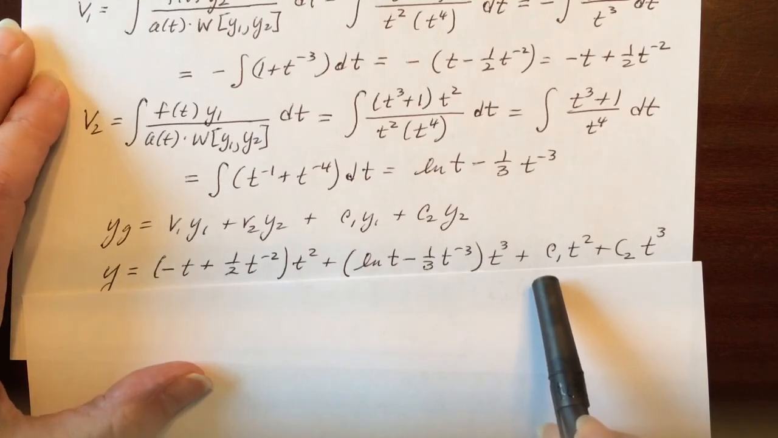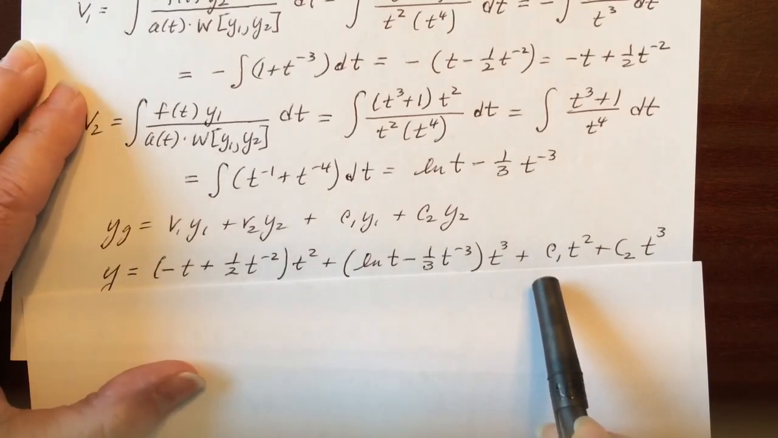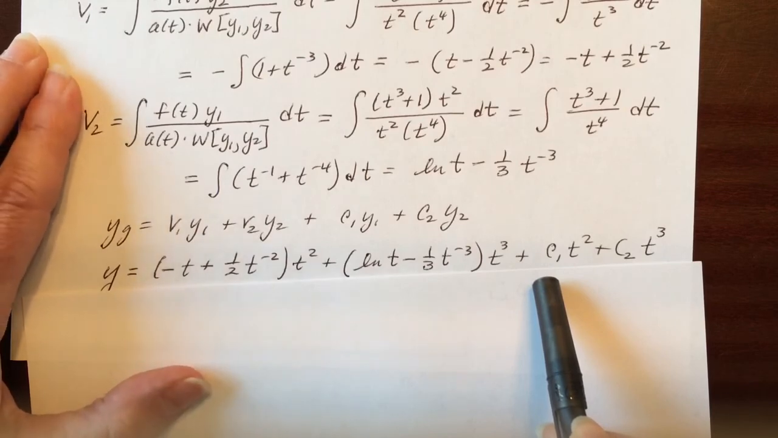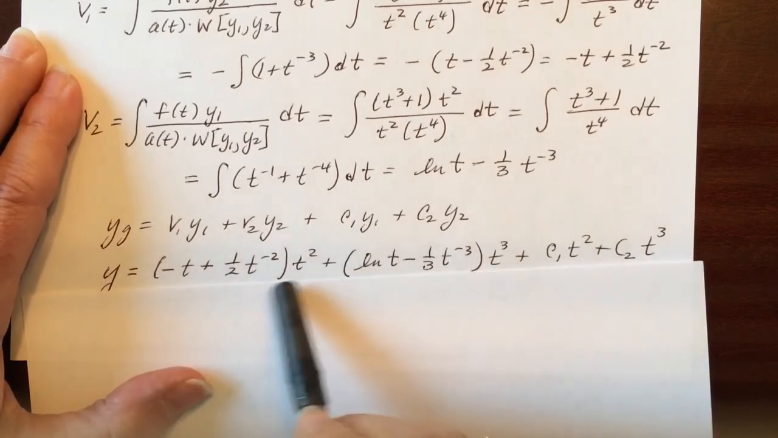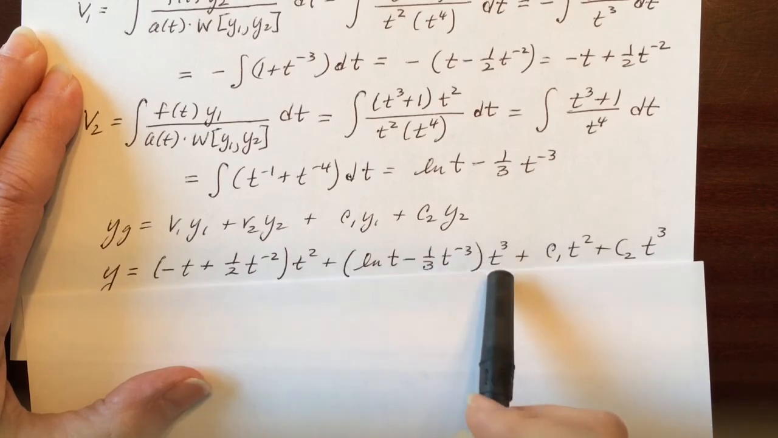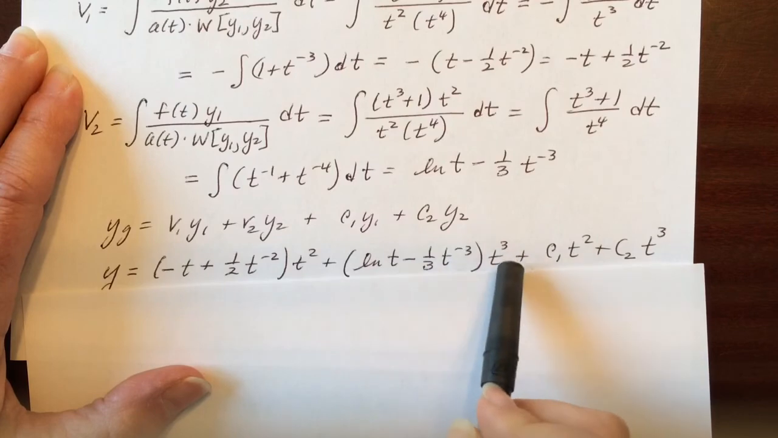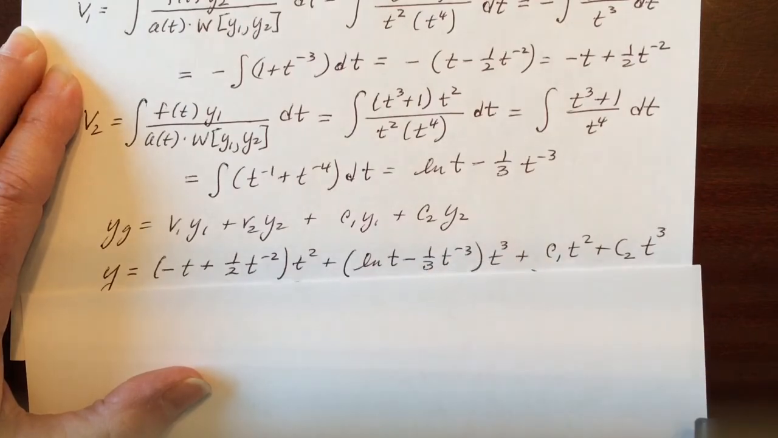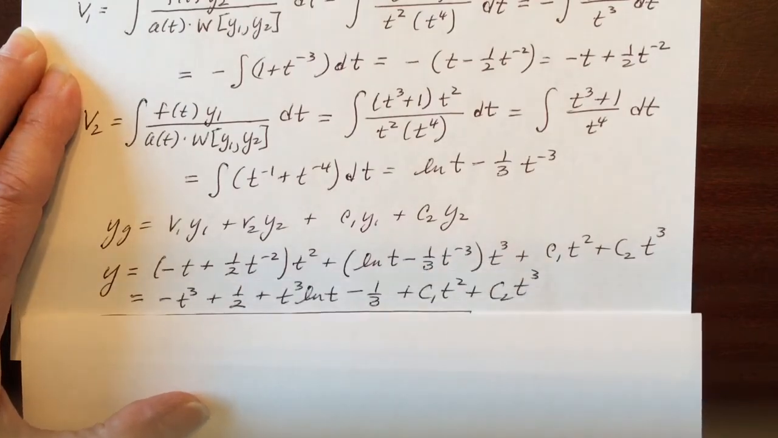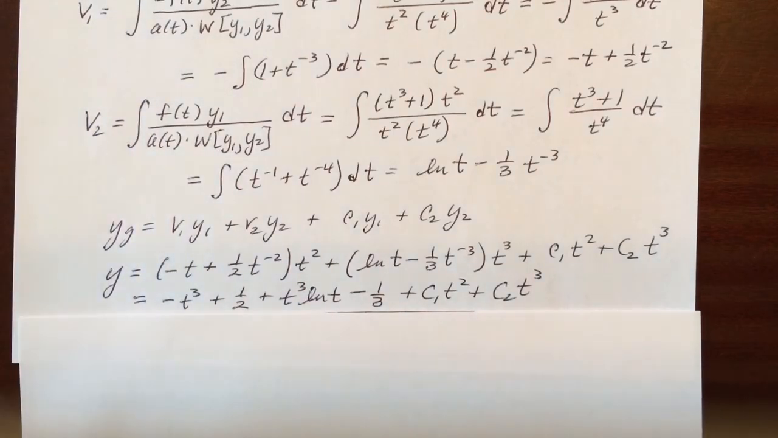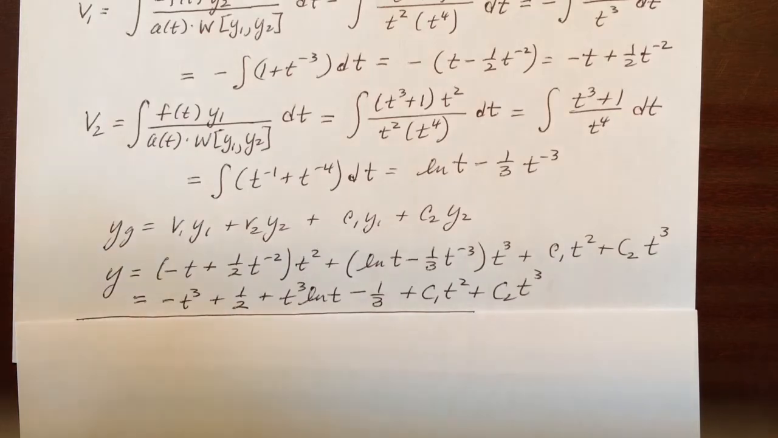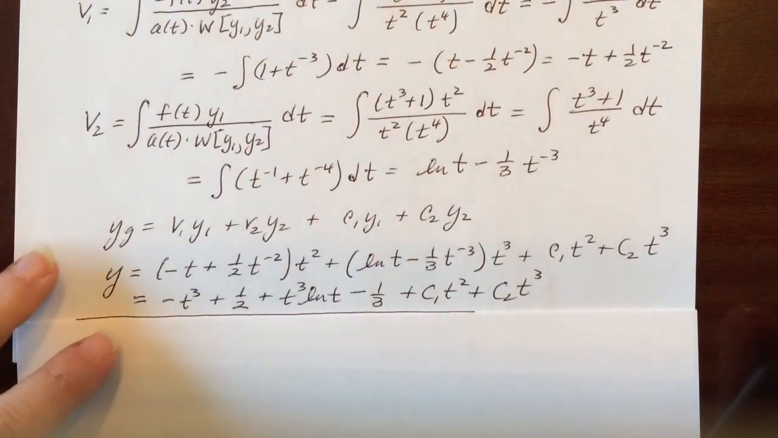However, we can simplify this answer quite a bit, and yes, we do want you to do that in your homework problems. So let's multiply this through by t squared, and multiply this through by t cubed. Notice here we're going to get a constant, and here we're going to get a constant. We'll multiply those through, and we get negative t cubed plus 1/2, plus t cubed natural log t minus 1/3, plus c1 t squared plus c2 t cubed.